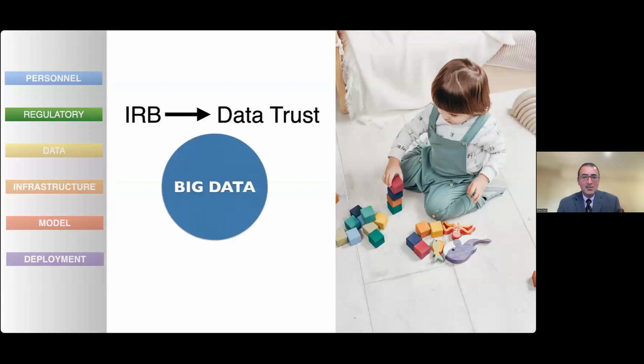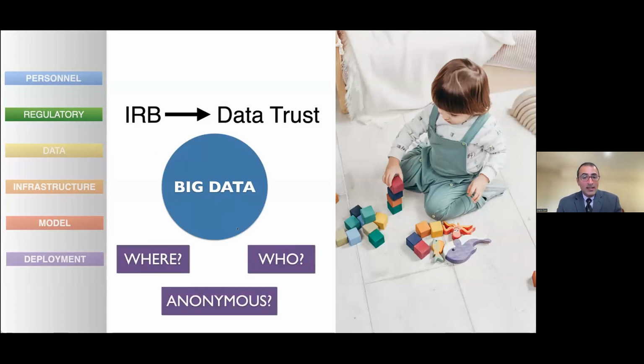But then people started talking about big data. And then the IRB started freaking out saying, oh man, there's a lot of data that people need. And what if people hack into our system, which has happened multiple times, not only at Hopkins, but many, many institutions, right? So how do you keep the data secure? Who's going to have access to the data? Where's the data going to be kept? How to anonymize the data? These are all questions that the IRB and the Data Trust are now asking.